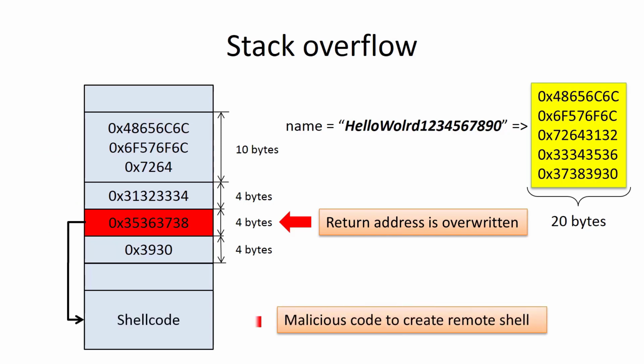But if we put malicious executable code into the stack, we can execute it by modifying return address. This code can create a remote shell to attacker's machine, and it's known as a shellcode or bytecode.